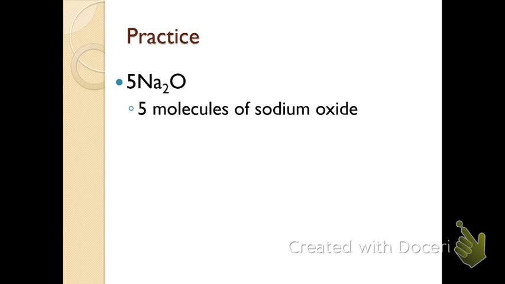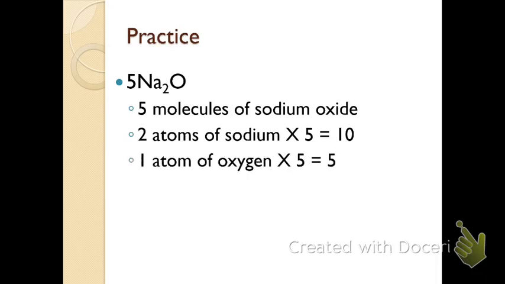That 5 coefficient tells us there are 5 molecules of sodium oxide. The subscript 2 tells us each molecule has 2 atoms of sodium, and 2 times 5 gives us a total of 10 atoms. And oxygen has no subscript, so that tells us there's 1 atom of oxygen, and since there are 5 molecules, that's a total of 5 oxygens. If you got that correct, you're doing just fine. If not, make sure you write down where you think you went wrong, what you need clarification on, and hopefully we'll answer this or you can address it with your instructor.